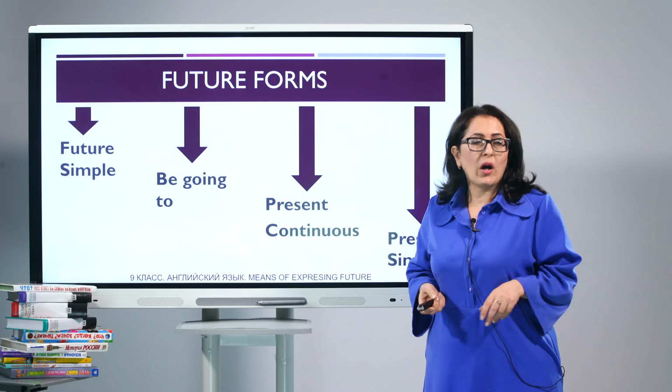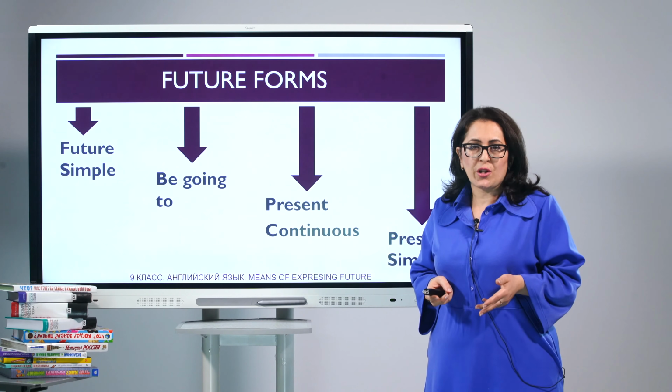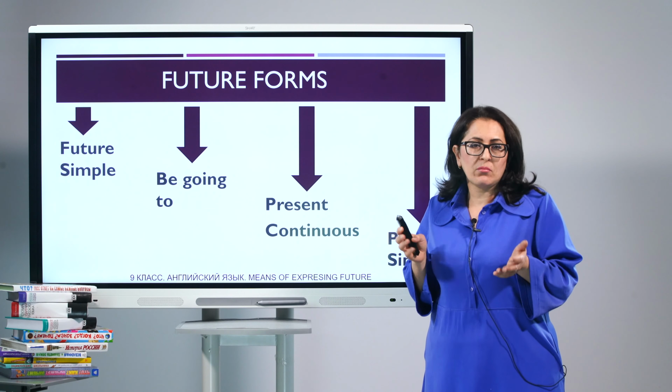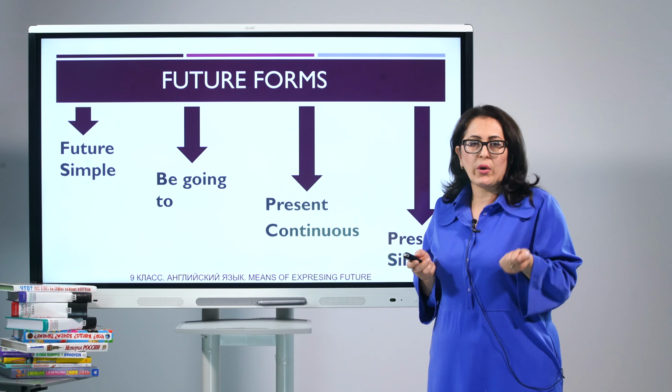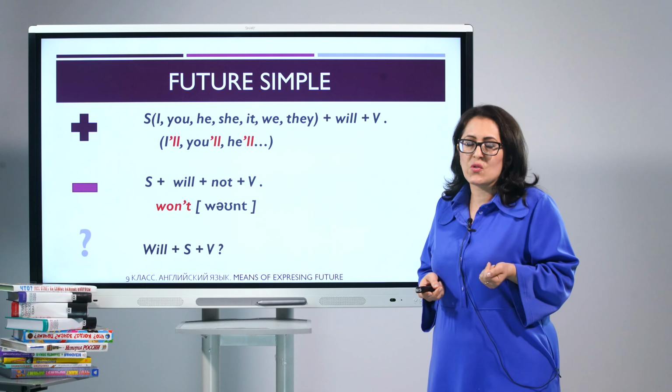So, as you guessed, we are going to talk about different means of expressing future, the most common ones, and we are going to discuss them separately. These are future simple, to be going to, present continuous, and present simple. Let's take the future simple tense.